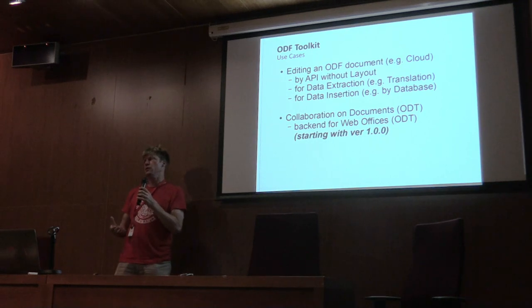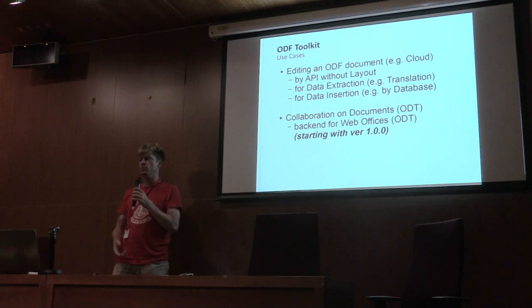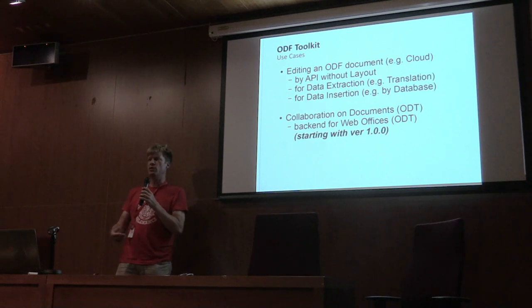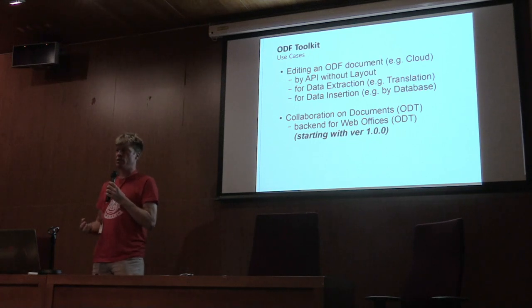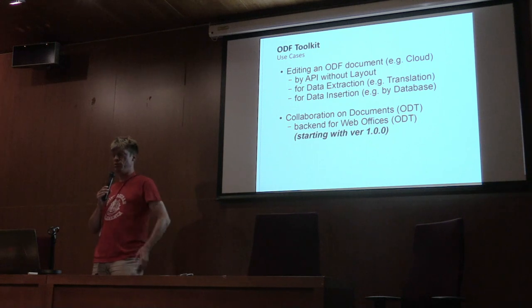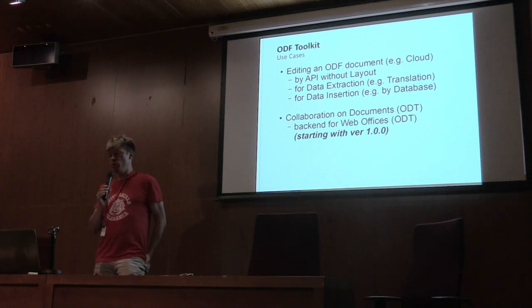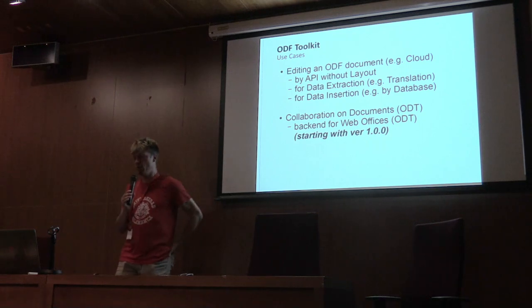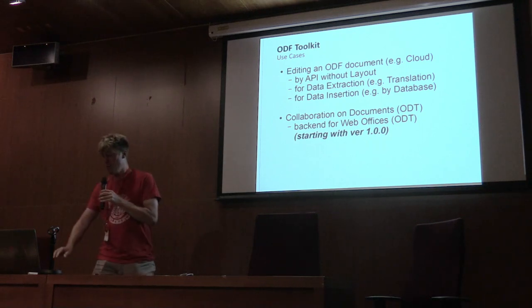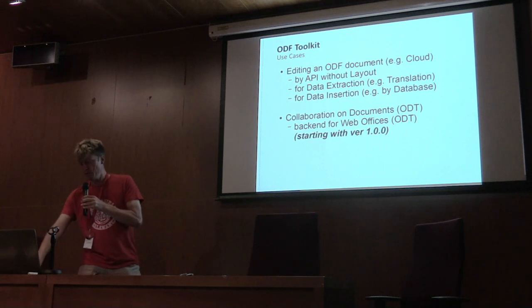But the main thing is to edit a document. It was invented because the customer wanted to have it on a server, in a cloud, and do some very fast work with Java without much knowledge. They don't need a layout, and they usually just want to extract data, for translation for instance, or insert it. Those are the usual use cases. And what's new is the collaboration that makes it possible to use it as a backend. Starting with version 1.0.0, and we are about to release 0.9 this week, actually.